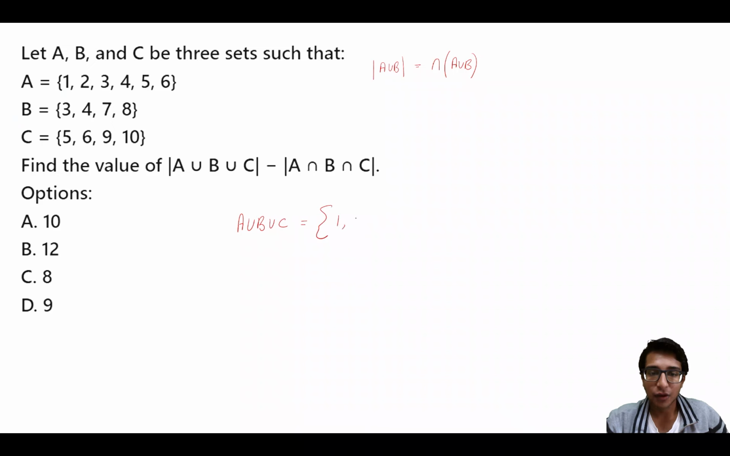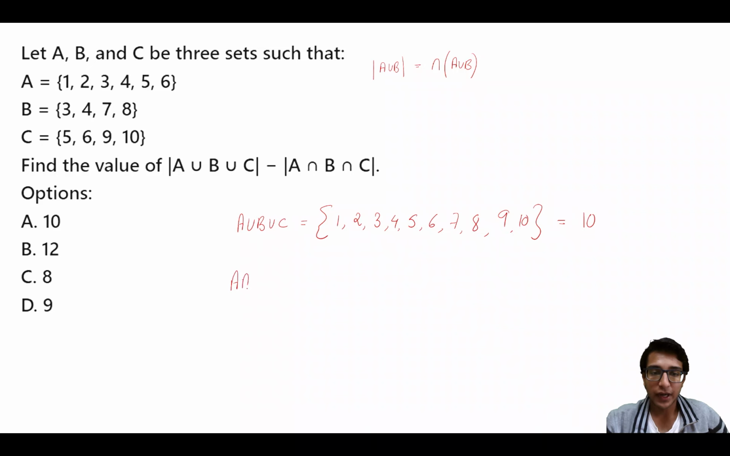First of all, I'll have all the elements of set A. Then what are the other elements in set B? 3 and 4 have already been included, 7 and 8, those two are new elements. Then we look at C. 5 and 6 have already been included, 9 and 10. So this is my A union B union C, which is equal to 10. So 10 is basically my cardinal number for this set.